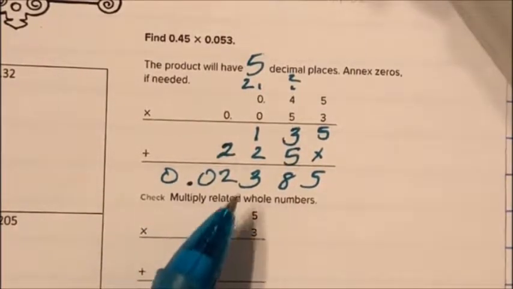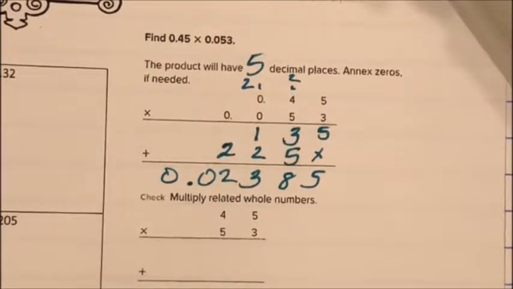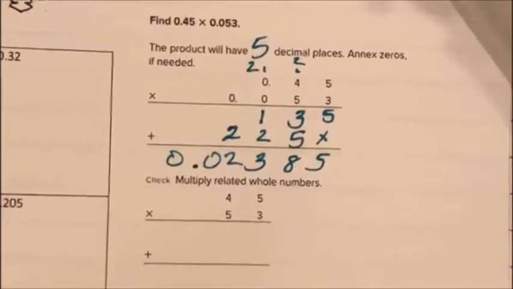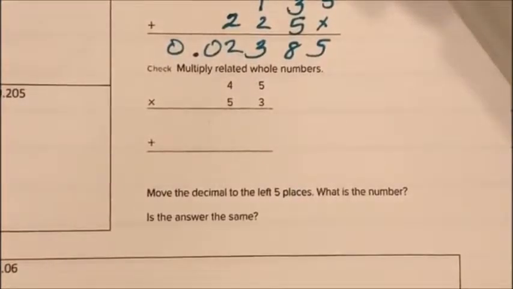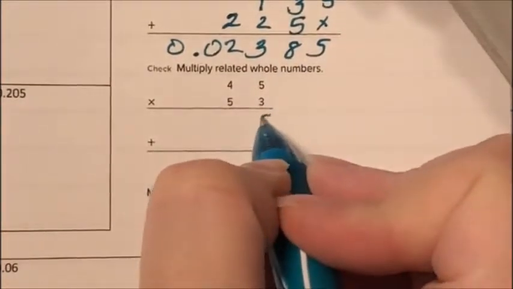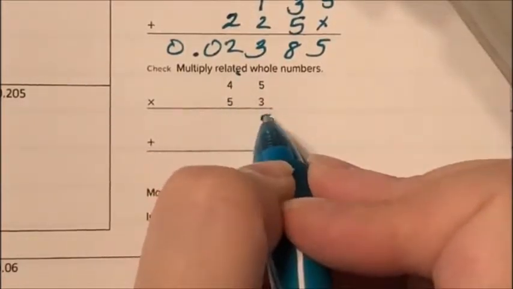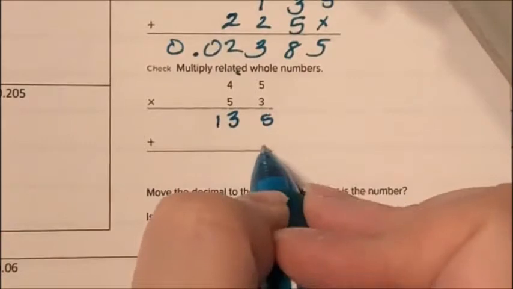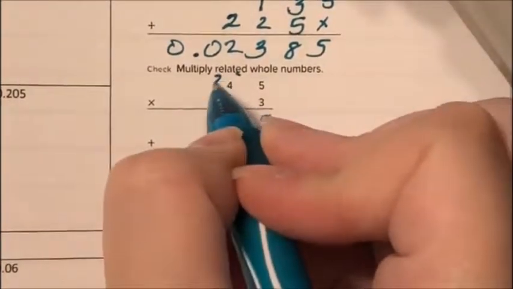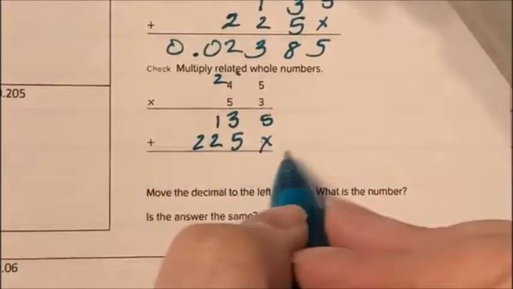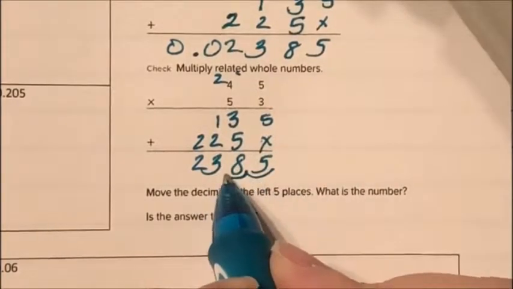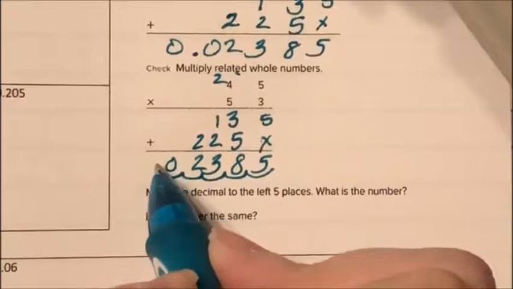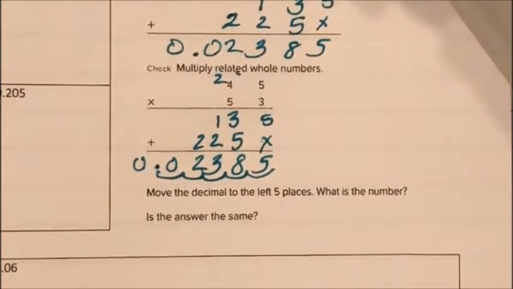So this is the same thing as saying I can multiply the whole numbers together. I can always double check. 0.02385 is my answer right now. So let's check and see if I get the same answer if I multiply just the whole numbers. Okay. 5 times 3 is 15. 3 times 4 is 12, plus 1 is 13. 5 times 5 is 25. 5 times 4 is 20, plus 2 is 22. Okay, I'm moving my decimal 5 places. I have to annex a 0. So I get 0.02385.